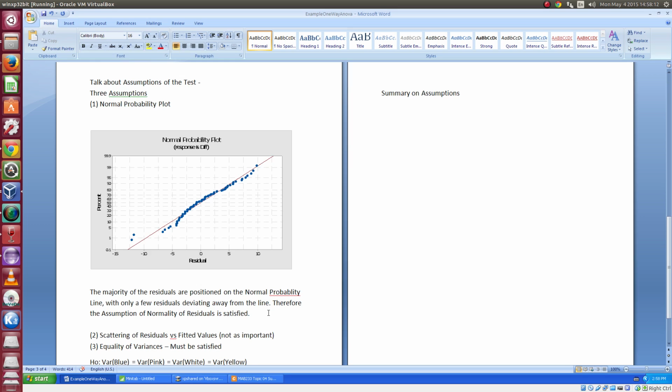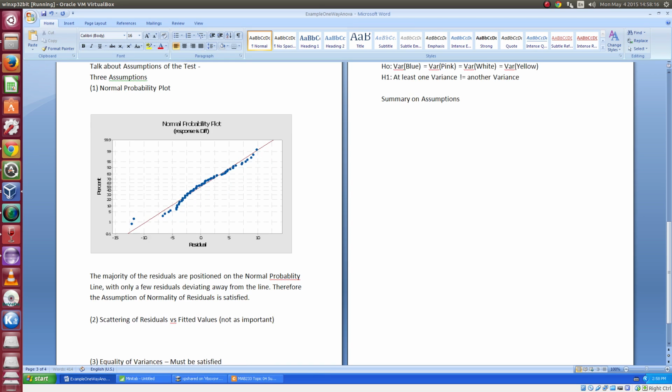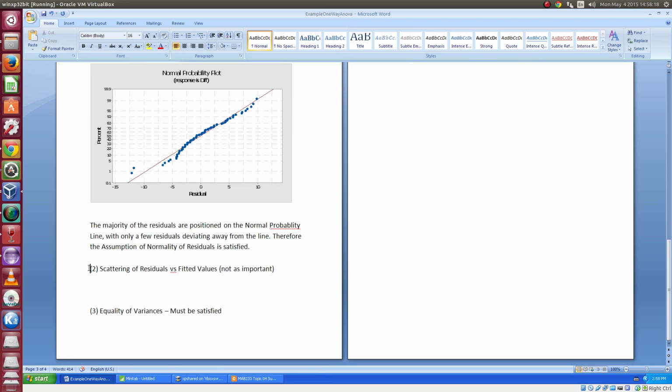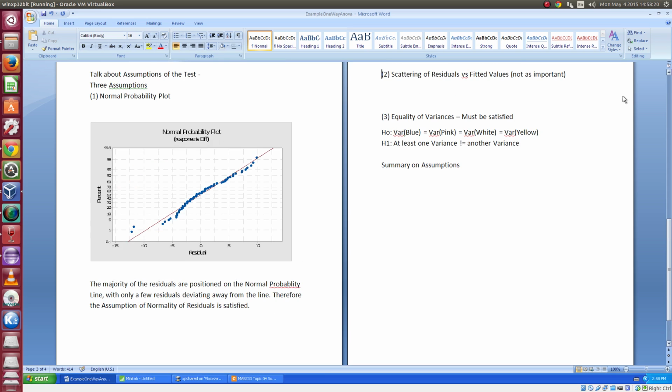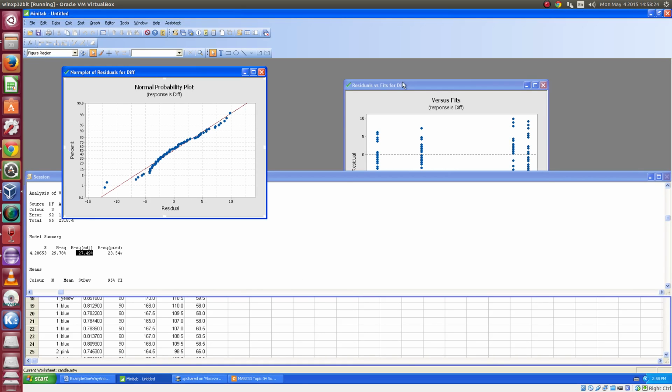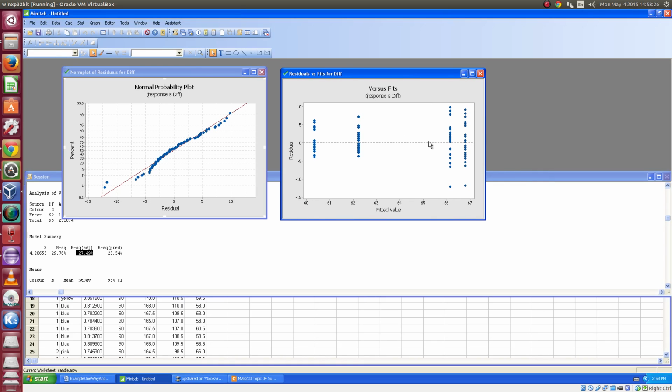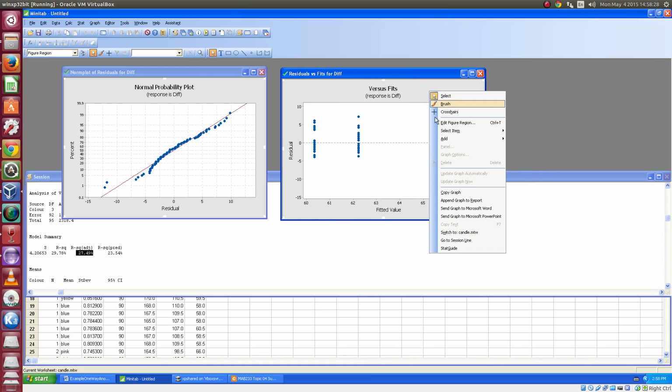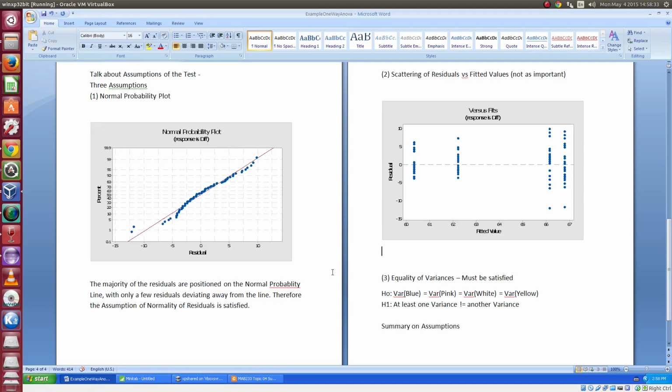The next thing that we need to look at is scattering of the residuals versus the fitted lines. So let's just make some space, and this is going to go on to the next page, so I may as well do that now. Okay, so in terms of how we get that graph, that refers to the residuals versus the fits for the different values. So we're going to right click, send this graph to Microsoft Word, and see we've got it within here. So scattering of the residuals.